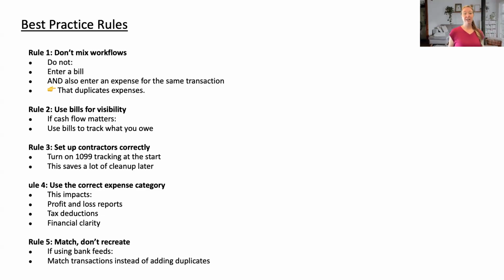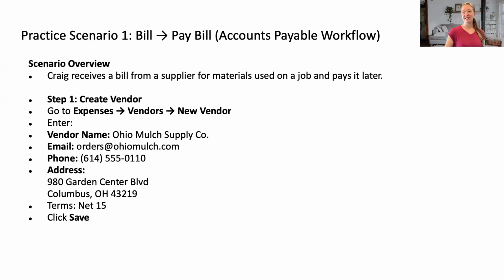Setting up our contractors correctly, we want to make sure we turn on our 1099 tracking at the start. This saves a lot of cleanup later. And then we also want to make sure we're using the correct expense category, because that affects our profit and loss reports, our tax deductions, our financial clarity. Match things in the bank feed back to the bills that we have paid, instead of adding duplicates.